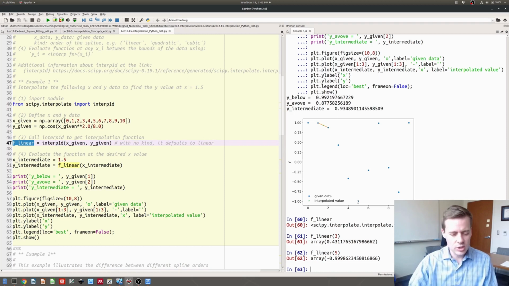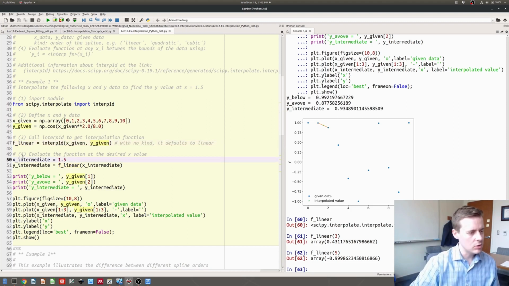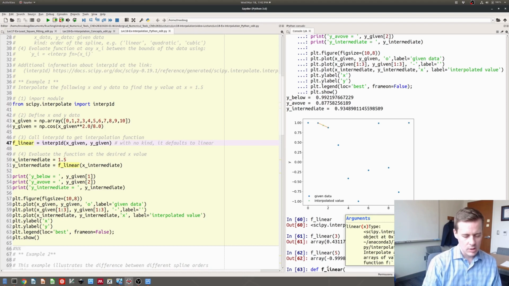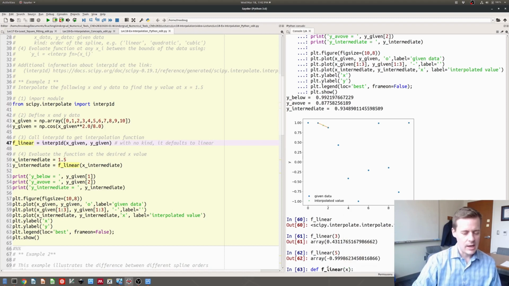So interp1d returns a function. If I just want a simple value at this intermediate value 1.5, which I'm plotting with the green x up here, I just evaluate that function at that value. Notice that the name that I assign here is the name of the function. This is just like if I were to do def f linear x, and then coded in the linear interpolation.